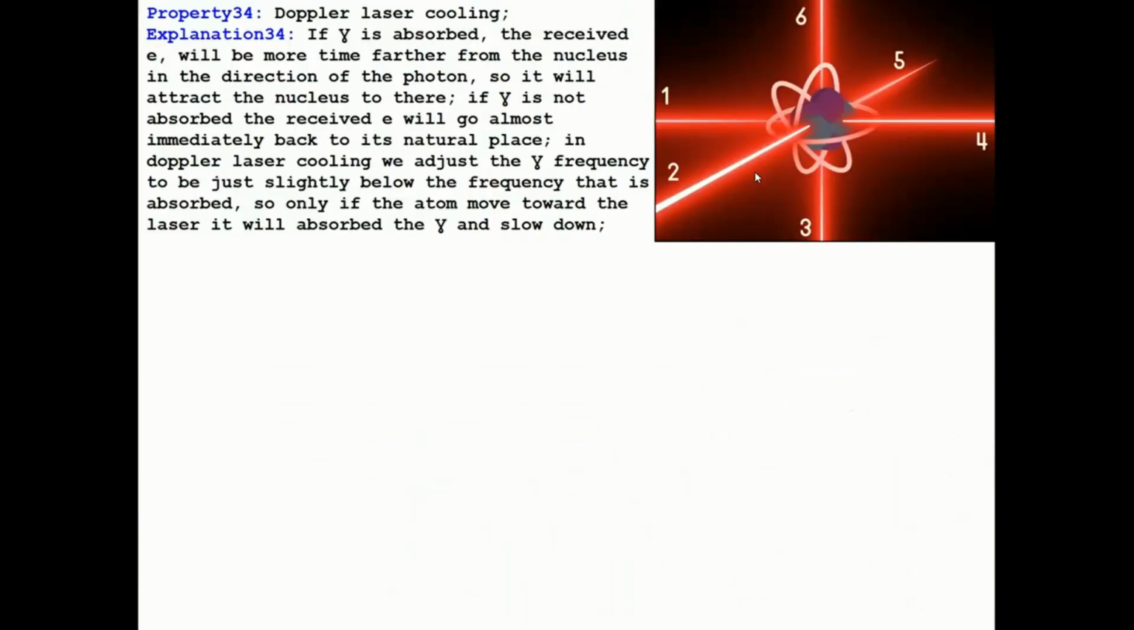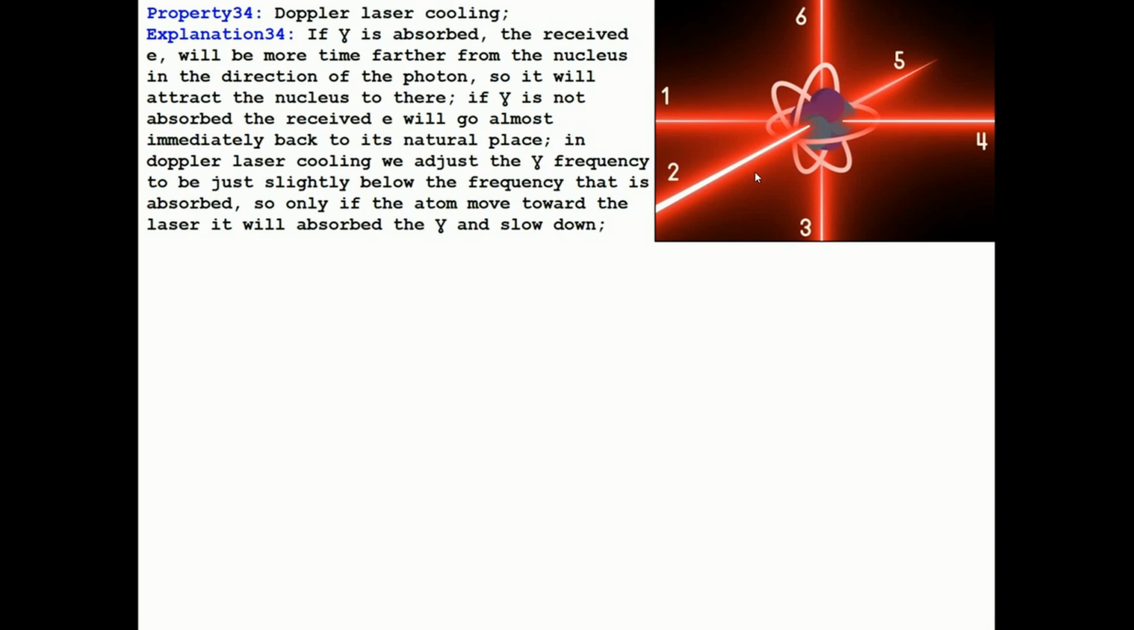When a photon is absorbed, the received electron will be more time farther from the nucleus in the direction of the photon, so it will attract the nucleus to this position. When a photon is not absorbed, the received electron will go almost immediately back to its natural place, so the nucleus will not change its position in space.